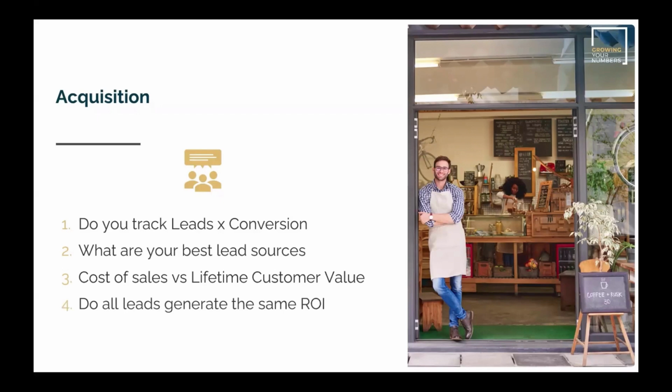And do all your leads generate the same ROI? Because if they don't, and obviously some leads are better than others, clearly you should max out your opportunity with your best leads rather than potentially treating all leads with equal priority. So you need to track the cost of leads times conversion to be able to control it, and then ask the question, what can we do to improve?